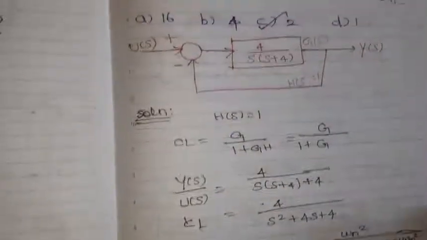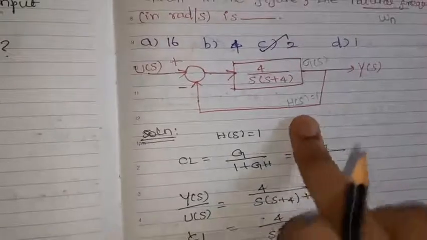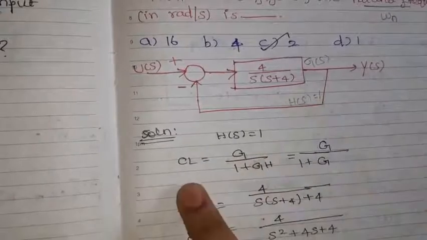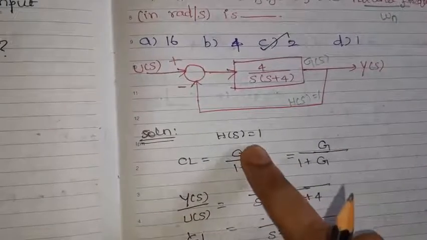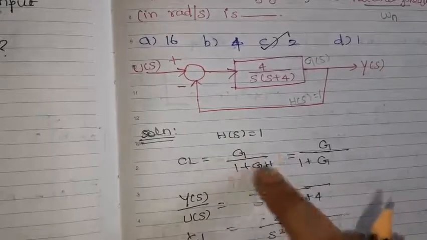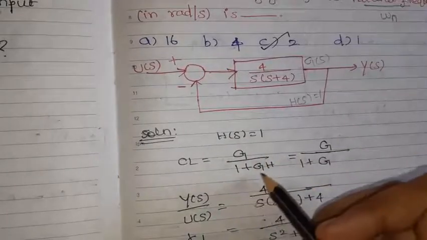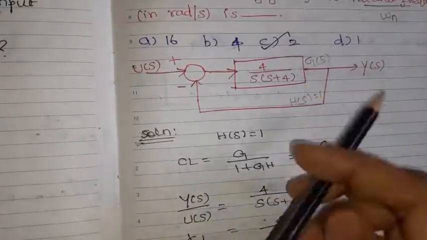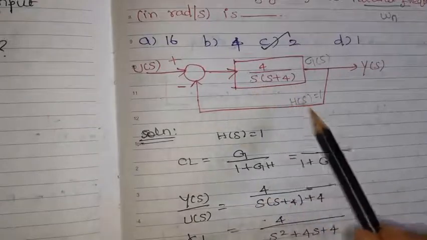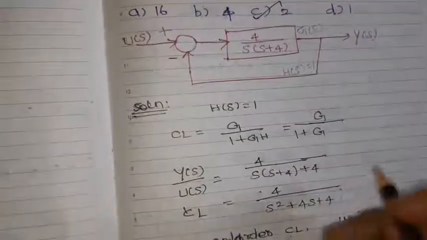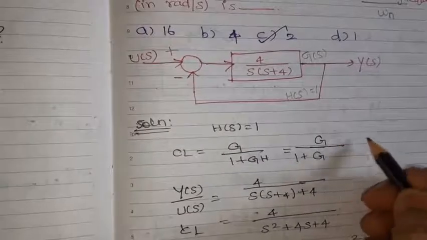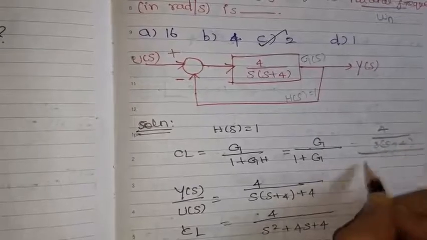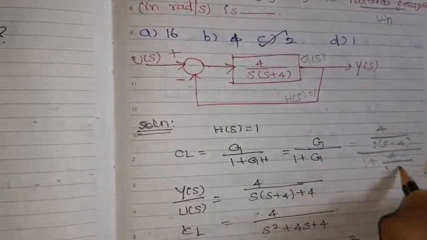As I told earlier, whenever no feedback value is given, we can take it as unity feedback, H(s) equal to 1. What is the closed loop transfer function? G(s) divided by 1 plus G(s)H(s). Substitute H equal to 1, we get G divided by 1 plus G. What is G? 4 by s into (s plus 4). So substitute this: 4 by s(s plus 4) divided by 1 plus 4 by s(s plus 4).